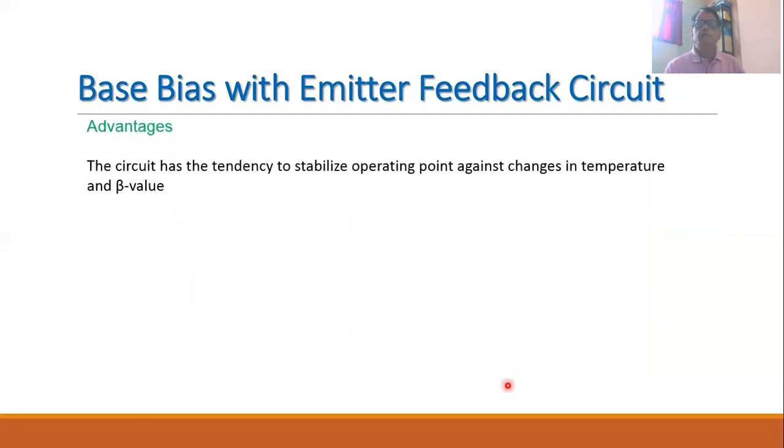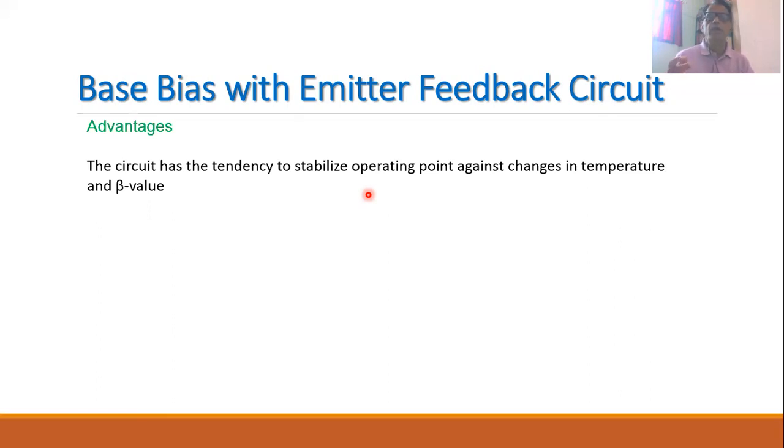So you will find that this circuit has certain advantages. This circuit has an advantage that its operating point is more stable against changes in the temperature or beta value. Now, if there is some change in the temperature or beta value, then the voltage across the resistance RE will increase, because when collector current increases, the emitter current will also increase. And when the emitter current increases, the voltage across RE will increase.